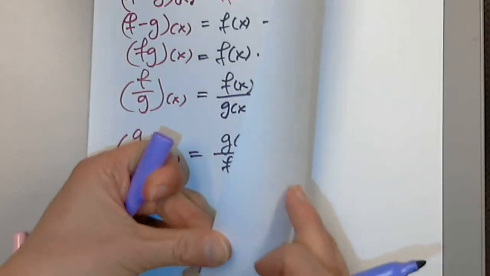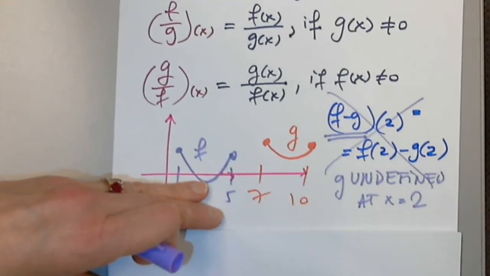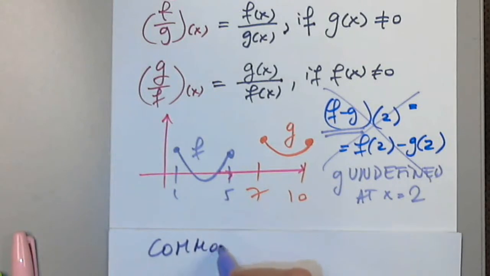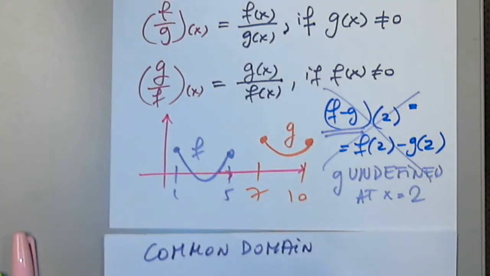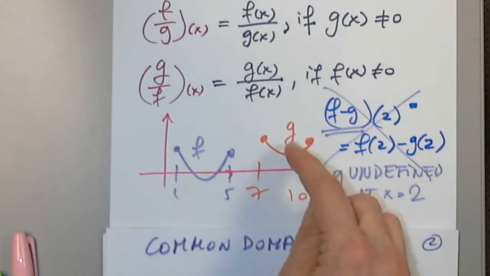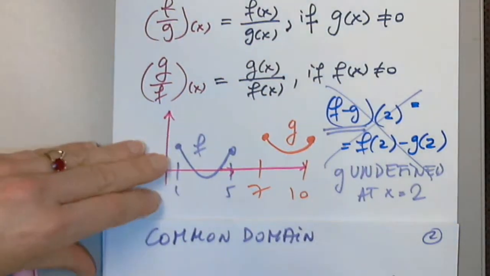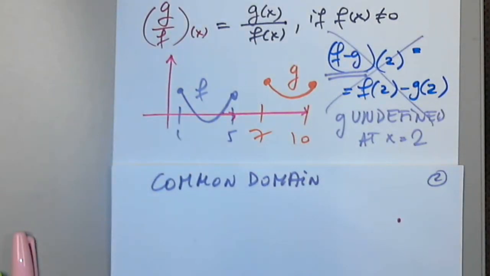If there exists no common domain, we cannot create anything, no function with these two functions. So the concept of common domain. With these two functions, I cannot create anything because there is no common domain. Function f is defined on 1 to 5. Function g is defined on 7 to 10. Nothing in common. There is no point in trying to create any function because there is no x value for which they both exist at the same time. So if I want to create a sum or difference, product, ratio, I have to pick two functions that have a common domain.